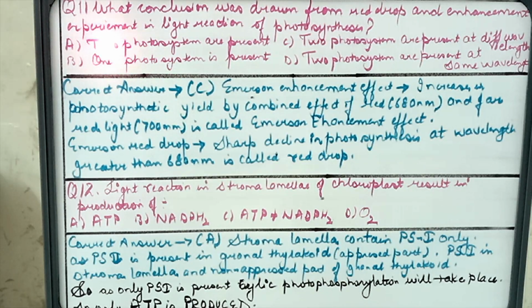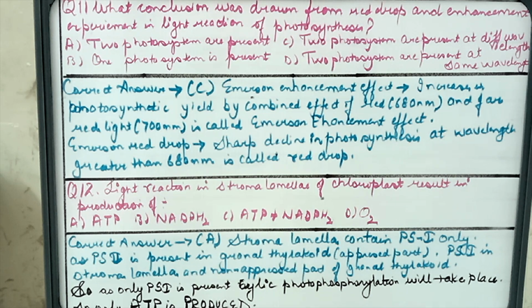Now let us study the 11th question. What conclusions are drawn from red drop and enhancement experiment in light reaction of photosynthesis? Now, first of all, to answer this question, we should know what is red drop and what is enhancement experiment. Actually, these both concepts were given by Emerson. So Emerson enhancement effect and Emerson red drop, these are the two phenomena.